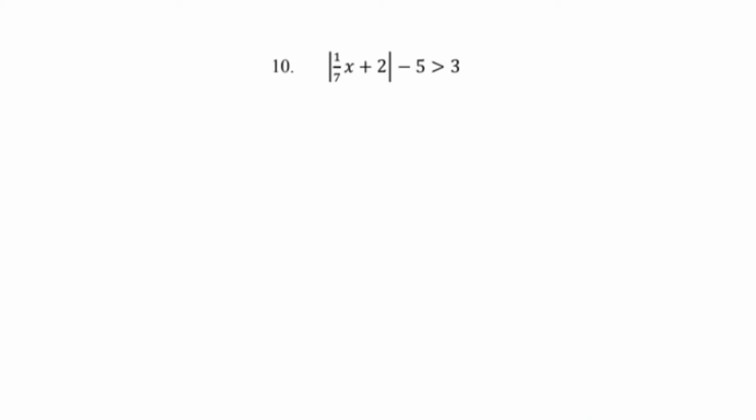Okay, so here is the last question for numbers 6 through 10. Again, I didn't do 1 through 4 because I don't want you so focused on the highlighting part for 1 through 4. I need us to be really proficient at solving absolute values. So on number 10, what we're going to do is isolate the absolute value of 1/7 x plus 2, which means we're going to start by adding 5. Okay, we have absolute value 1/7 x plus 2 greater than 8.